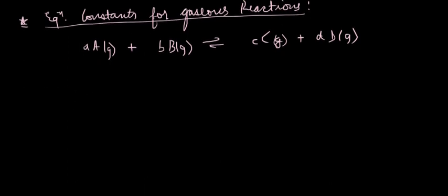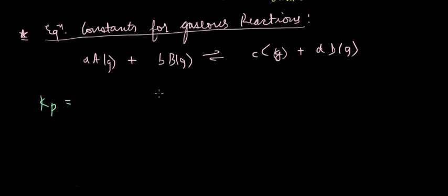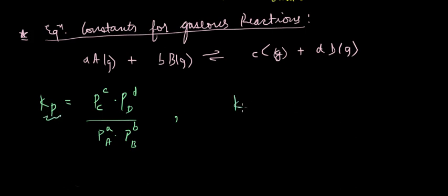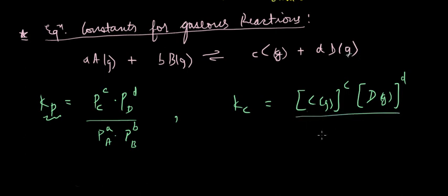Okay, so we have Kp, which is one of the equilibrium constants for gaseous reactions, which can be written as the pressure of C raised to the power of the stoichiometric coefficient of C, times the pressure of D raised to the power of the stoichiometric coefficient of D, divided similarly by the pressure of A times the pressure of B. This is the equilibrium constant for pressure, and then for concentration we have the concentrations of C and D divided by A multiplied with B.